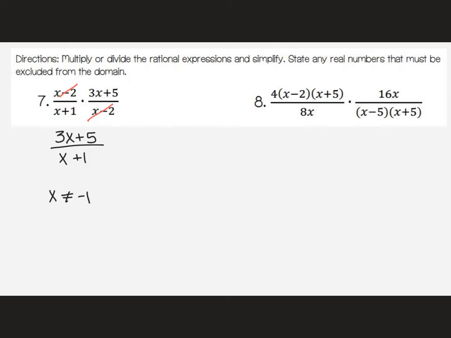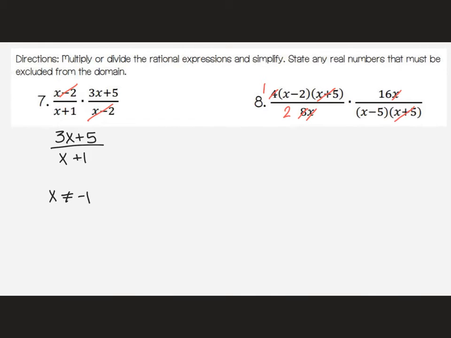Very similar for the next one. I'm going to check if it's fully factored, and it is. I want to cancel out any common factors. So I have x plus 5, x plus 5. I have x and x. I have 4 and 8. So 4/8 is really 1/2.